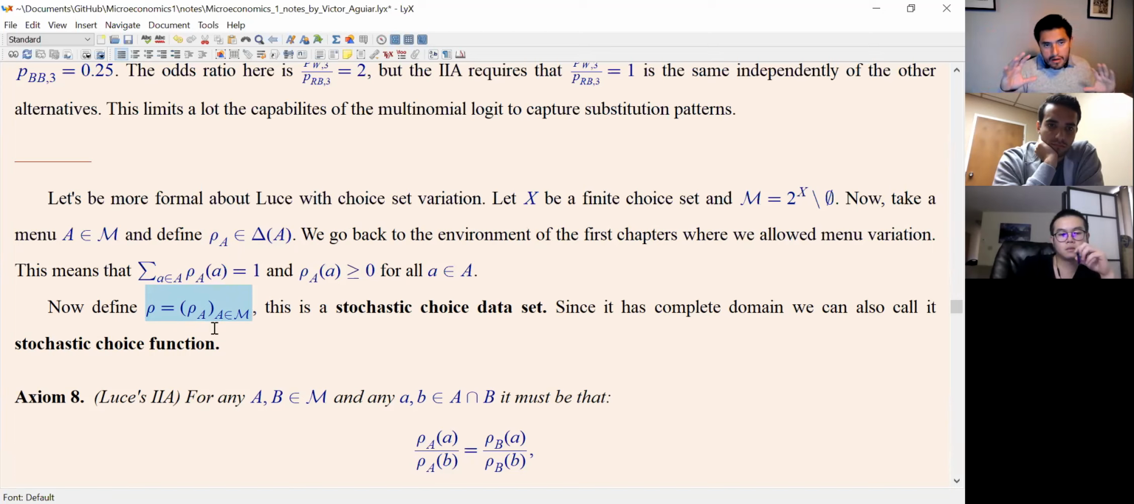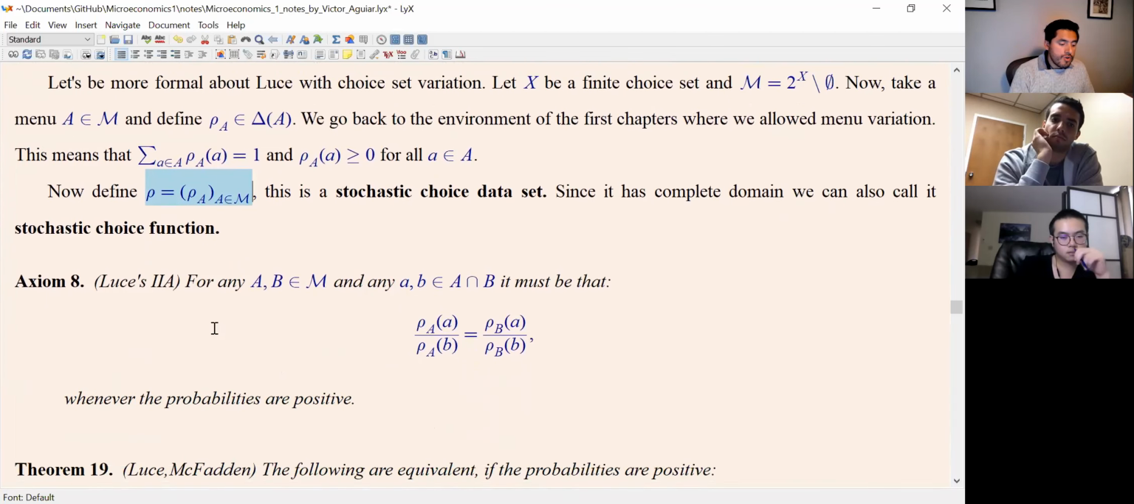So this is analogous to the choice correspondences that we studied before. Back in the chapters for deterministic choice, we ended up describing that rationality implied the weak axiom, right, and the strong axiom. Here, instead, we're going to describe what happens with this stochastic choice data set when we have variation in choices and when we have a particular model, the logit model.